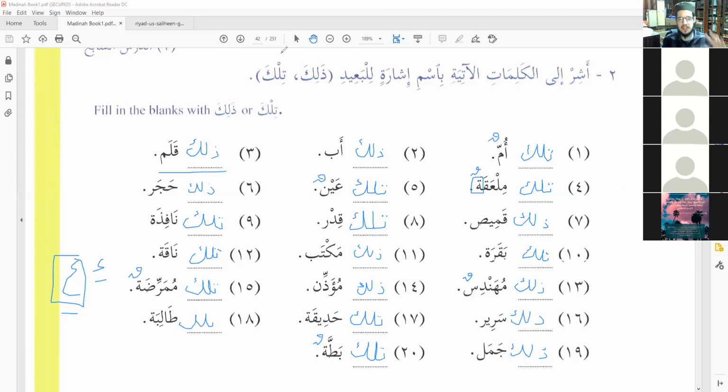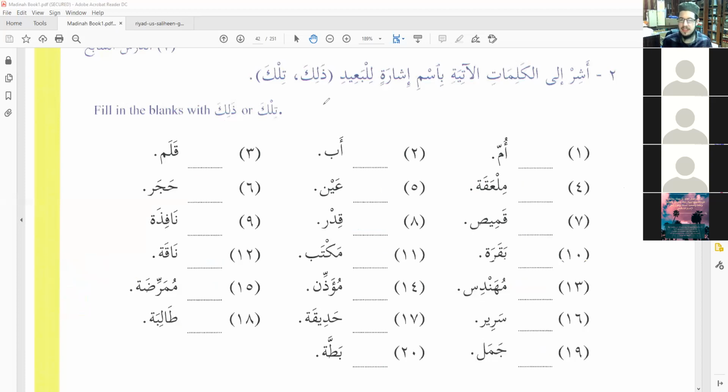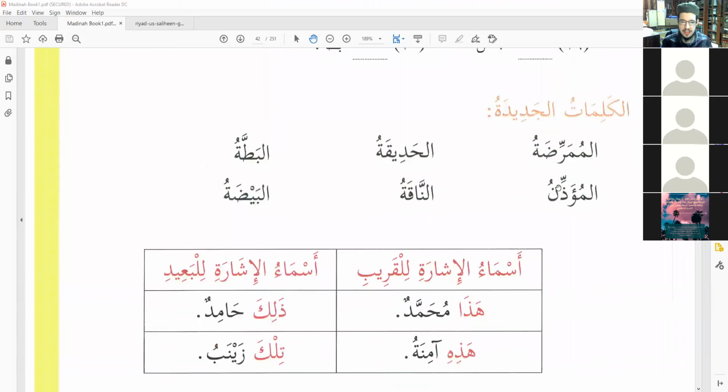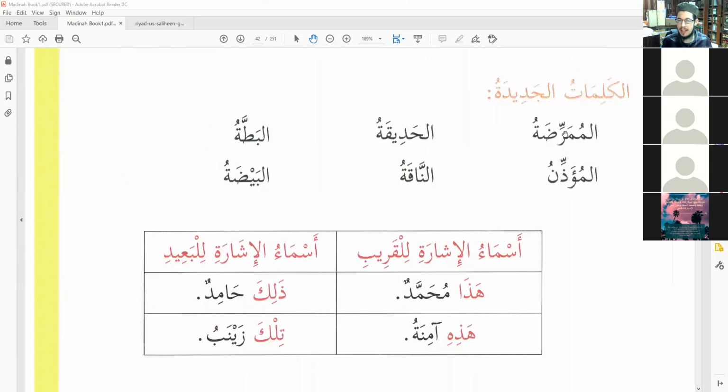Excellent work. Everybody did great. Passed with flying colors. We got a lot done today. MashaAllah. Anybody have any questions about anything before we dismiss for the evening? Right now we have a little bank of words here. Al-Mumarridah, as we said, was a nurse. Al-Hadiqatu is a garden. Al-Battatu is a duck.